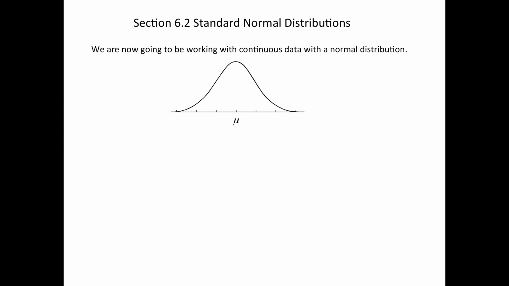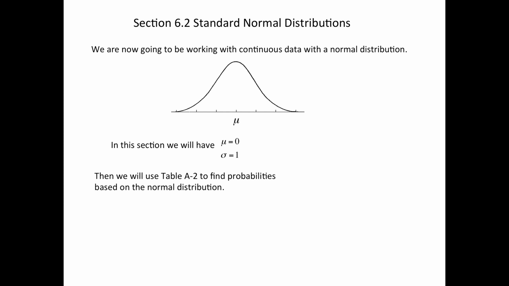Well, here we are at chapter 6. We're going to be using the normal distribution to calculate probabilities. So here is a normal distribution, or a bell-shaped curve. We have the mean in the middle. In this particular section, we're going to just deal with a simple case where mean equals 0, standard deviation equals 1.